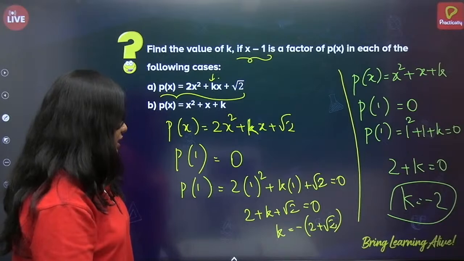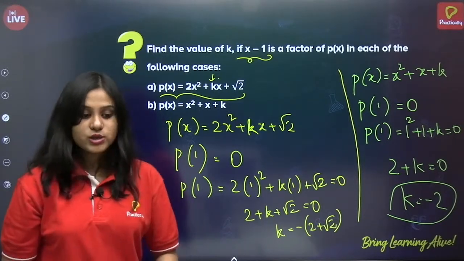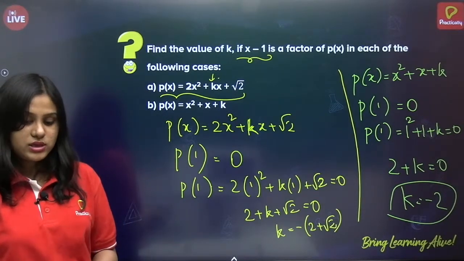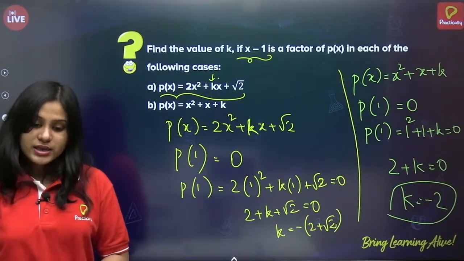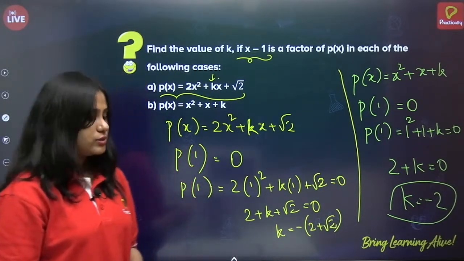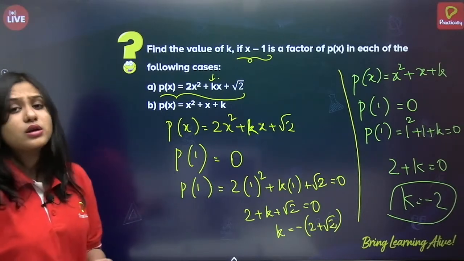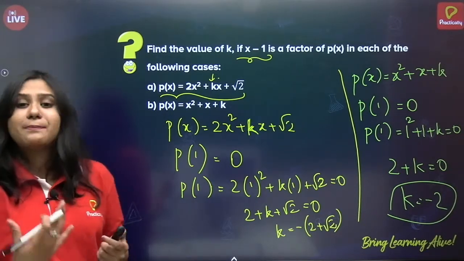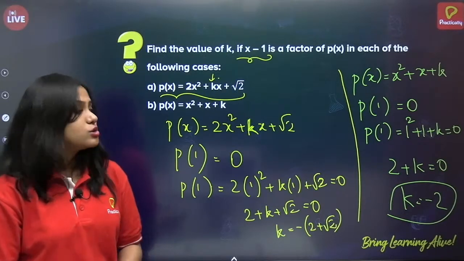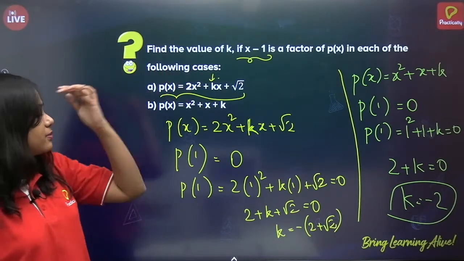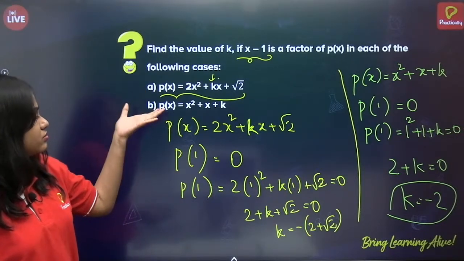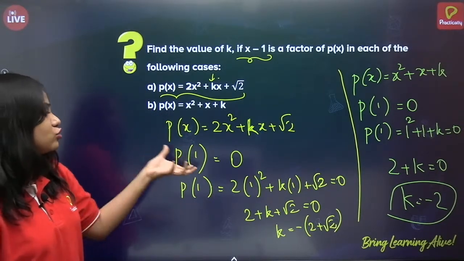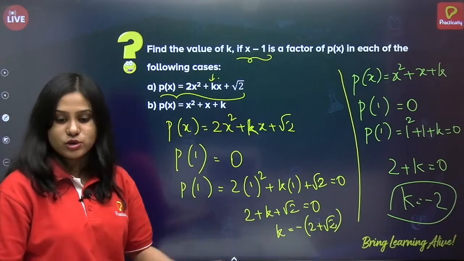So in one case k is equal to minus of 2 plus root 2. Next one it is k equals minus 2. Yes, minus 2 you got, very good. Correct. So this is the application of factor theorem, right? These types of problems you may get for 2 marks because it's easy, but you also have to know what to use. You have to understand the question, correct?